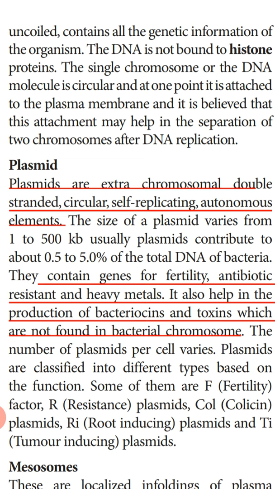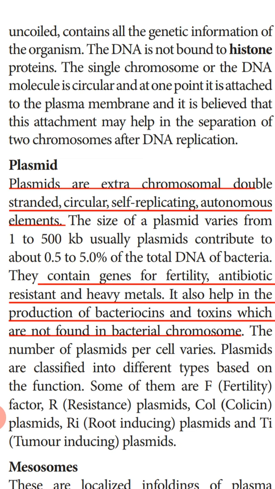Usually, plasmids contribute about 0.5 to 5% of the total DNA of the bacteria. So the amount of the plasmid is about 1 to 500 kilobytes, depending upon the total amount of DNA present in the bacteria. The function of the plasmid is that they contain genes for fertility. Fertility genes are carried by the plasmid. Resistance against antibiotics or heavy metals is also carried by the plasmid.